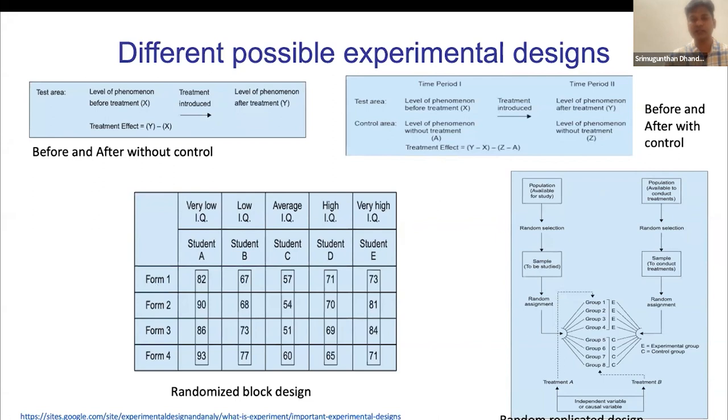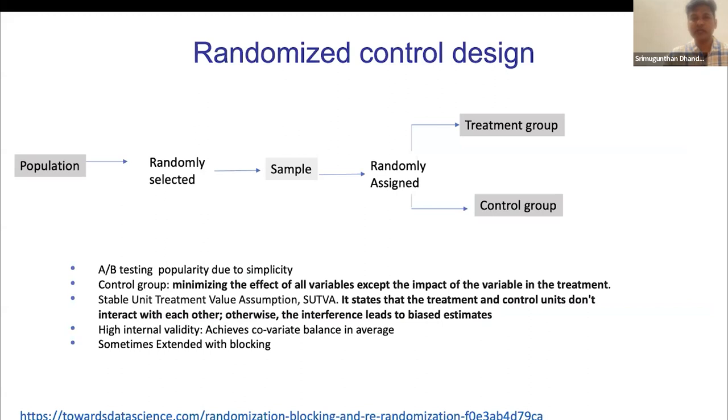But what we want to study is the randomized controlled design, which is the A/B testing, what normally people follow. Here, what is done is that you have a population. From there, you randomly select people, do some selection, and then you form your sample. And from that sample, you form two groups, treatment and control, and the treatment is applied only to the treatment group, and the control group is kept as such. So this is the randomized control design.